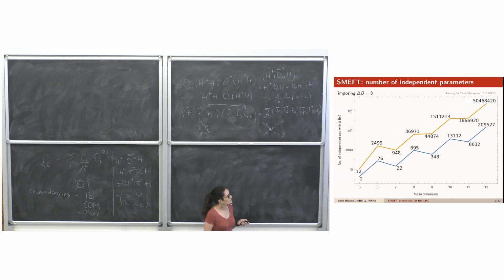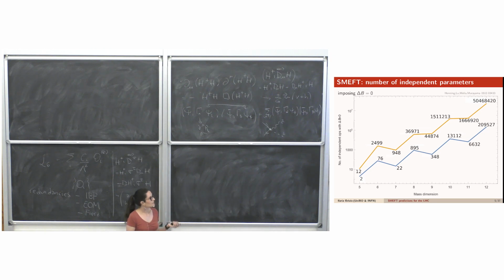So the steps down are the odd dimensions, because when you have a violation of B or L, somehow you always get less. It's just a combinatorics thing. At dimension eight, this already goes to almost 37,000, and you can get to millions very easily.